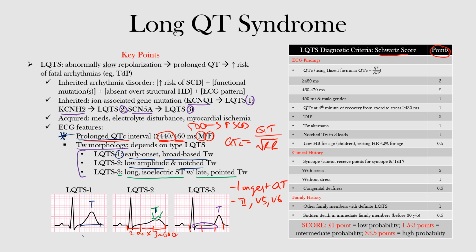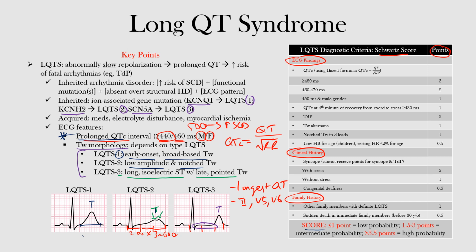So the first section has to do with the EKG findings, the second section is the clinical history, and the third is the family history. And then we'll take those points and add them up and get a score that will give us the probability that the patient has long QT syndrome or not.